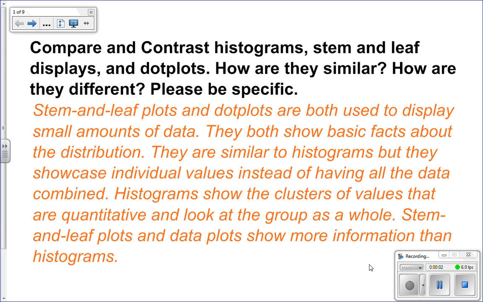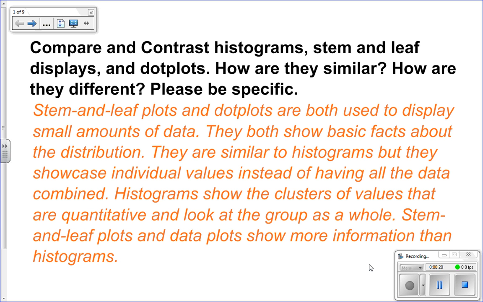Okay, so this is chapter 4, day 1. The first question asks you to compare and contrast histograms, stem and leaf displays, and dot plots. Most of you who put down answers talked about the way they look, which is fine. That's how they're different, right?